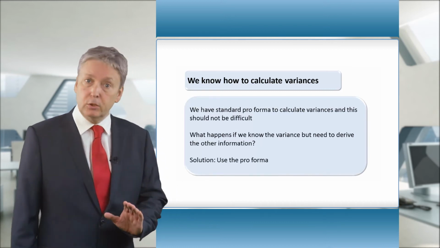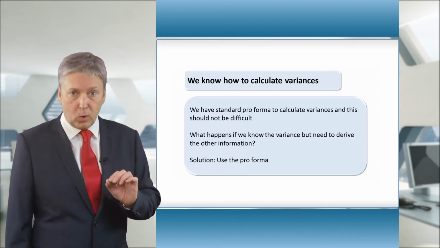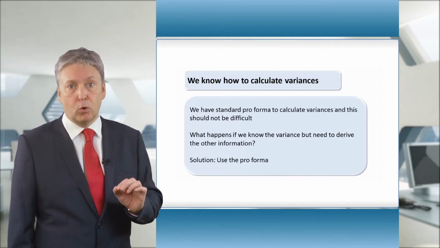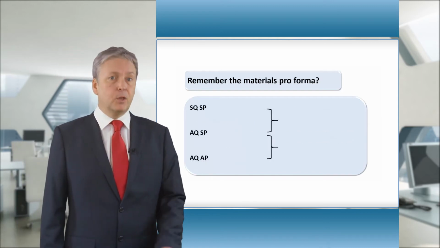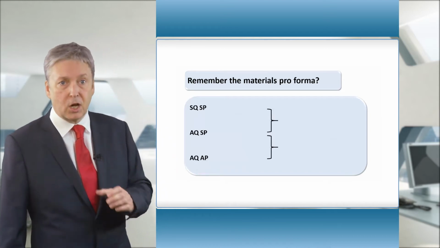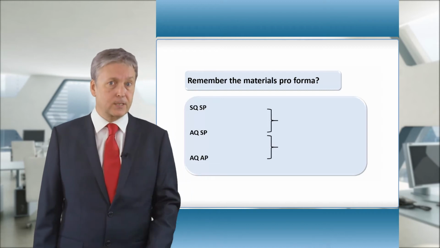Well, the simple solution is we use the pro forma again. This way, we know exactly what it is that we are looking for. So, let's look at a question. If you remember, the pro forma looks a bit like this. We have our standard quantity standard price, our actual quantity standard price, and our actual quantity actual price.